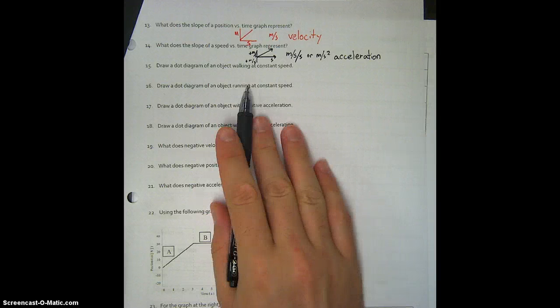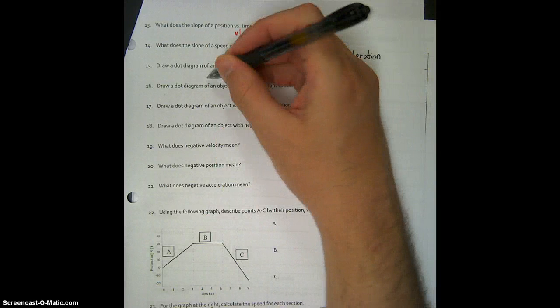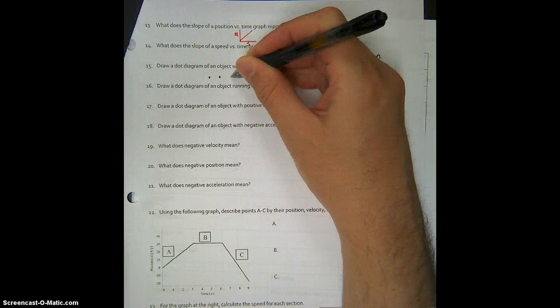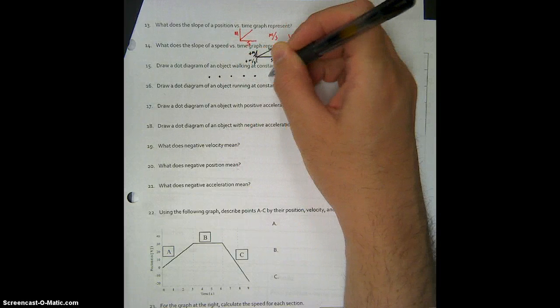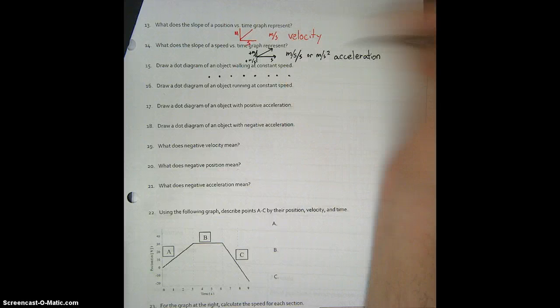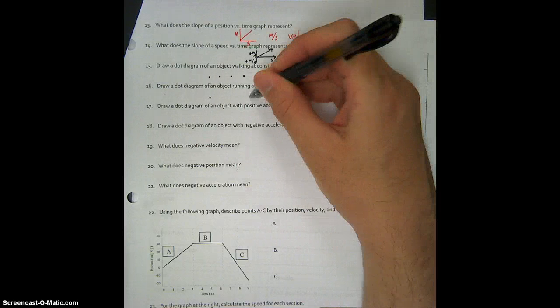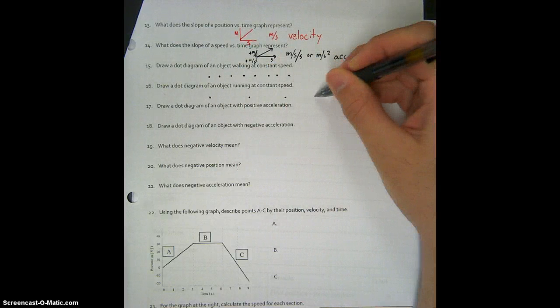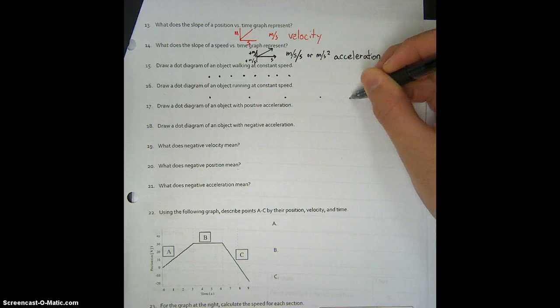The dot diagram, remember that's like the oil drop from the back of my old Buick. Something moving along at a constant speed, we have the same number of meters every second. Right? The spacing will be even. An object running at constant speed means we're just going to cover more meters per second, but they're still going to be uniform because we're constant.